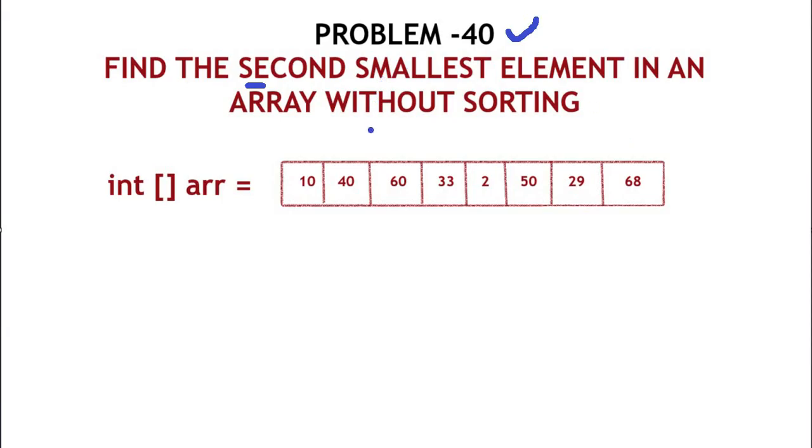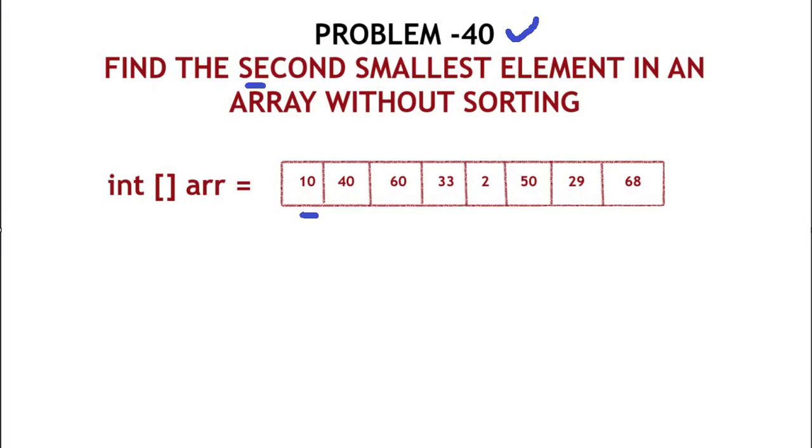We have already done a dedicated video on finding the smallest and the largest element of an array. If you haven't checked the playlist, do check it, and I'll be mentioning that video in the description as well. Now here we have to find the second smallest. As you can see in this array shown on the screen, the second smallest element is 10. Now we have to find this element without sorting.